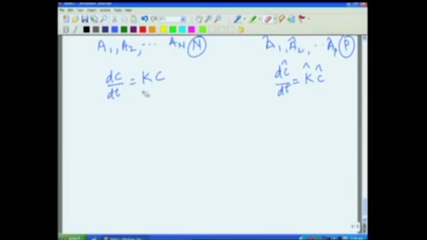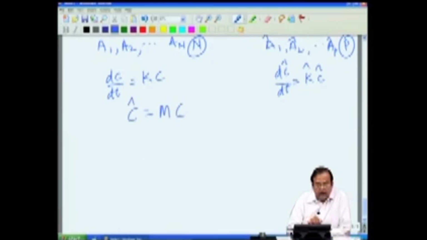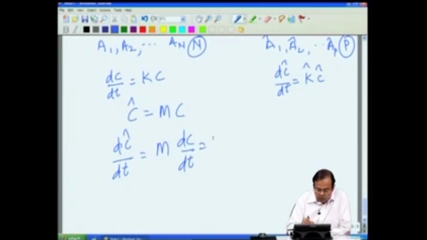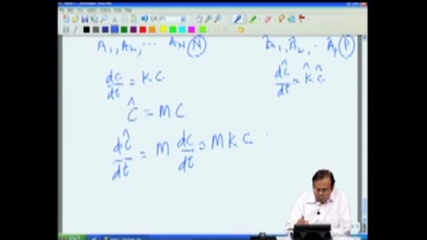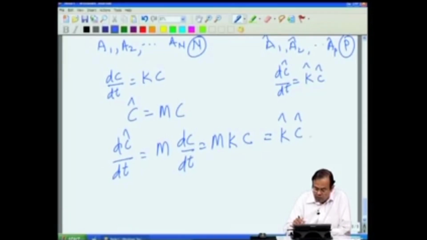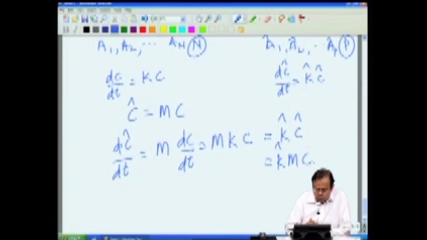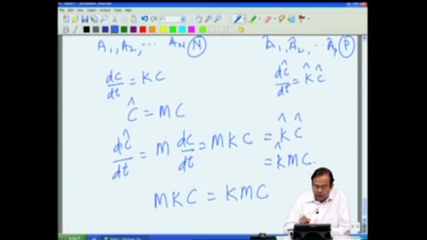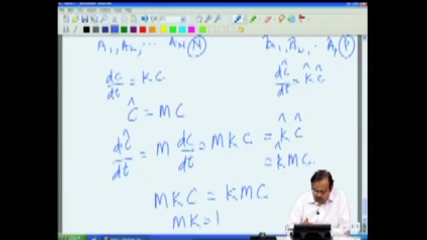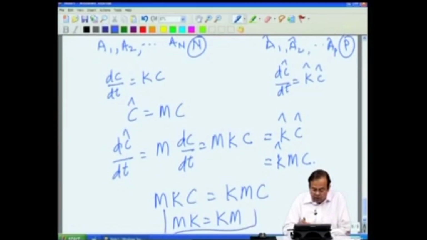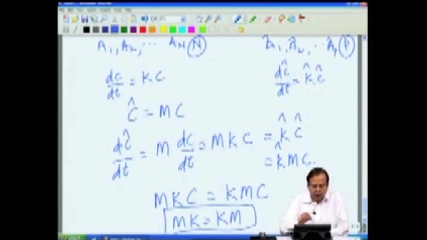Okay. So, let us write down dC/dt, which is our KC. dC hat/dt is K hat into C hat, and we are trying to write C hat equal to MC. So, dC hat/dt is M dC/dt, which is M into K C, which we want as K hat C hat, which we want as K hat M into C. In other words, M K C is K hat M C. So, what is our lumping condition then? Our lumping condition is MK must be the same as K hat M. If this condition is satisfied, then I can represent my original N species system in terms of P species.